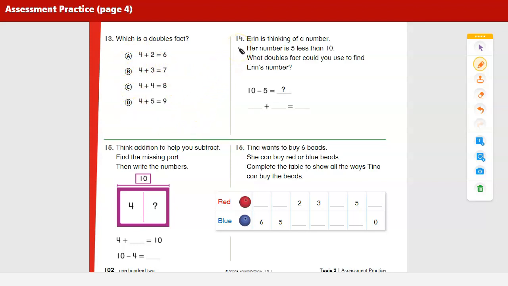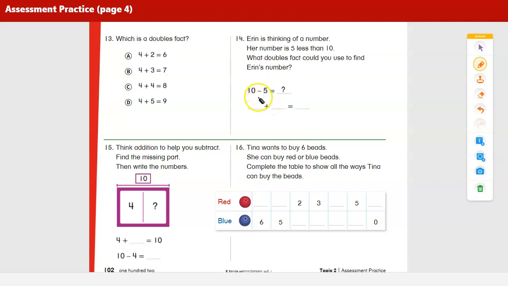Number 14 says Erin is thinking of a number. Her number is less than 10. What doubles fact could you use to find Erin's number? So it tells us that 10 minus 5 equals blank. So if Erin is thinking of a number and her number is 5 less than 10, what doubles fact could we use to find out Erin's number?